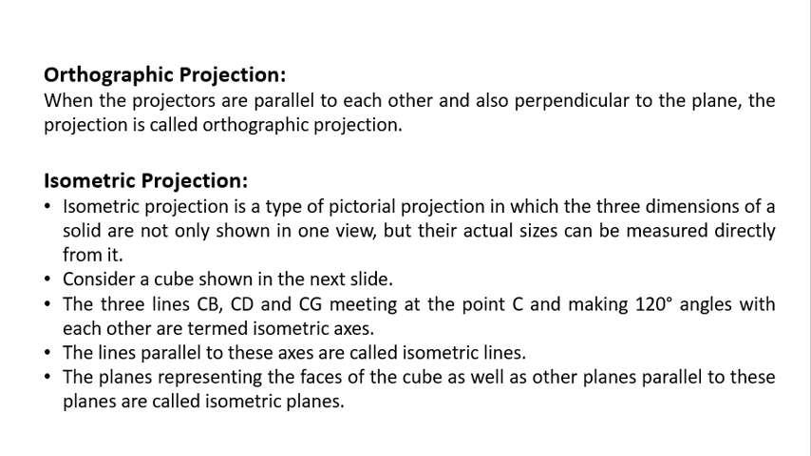First of all, see what is orthographic projection. When the projectors are parallel to each other and also perpendicular to the plane, the projection is called orthographic projection. You may have seen in a cinema hall that the projector lines are not parallel to each other. Instead, they are inclined outward. So the small film is projected on the large film or the cloth of a cinema hall.